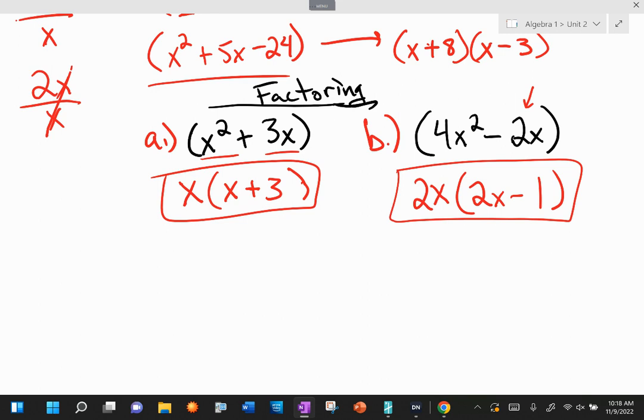Now how do you check your work? Calculator. Actually, no, the math way. You just multiply them back together. You would distribute, and you should end up with the same problem that you started with. So y'all have learned how to do this frontwards and backwards now. So please go and do your homework.